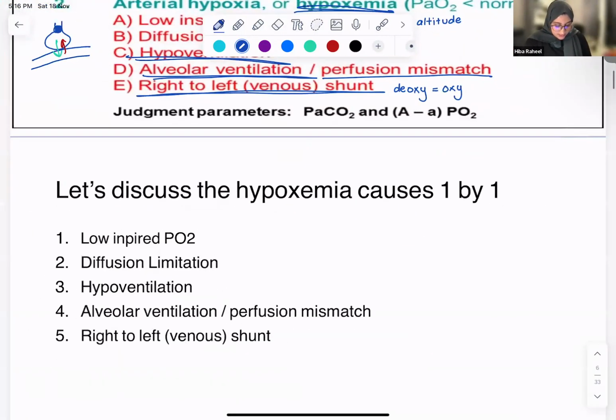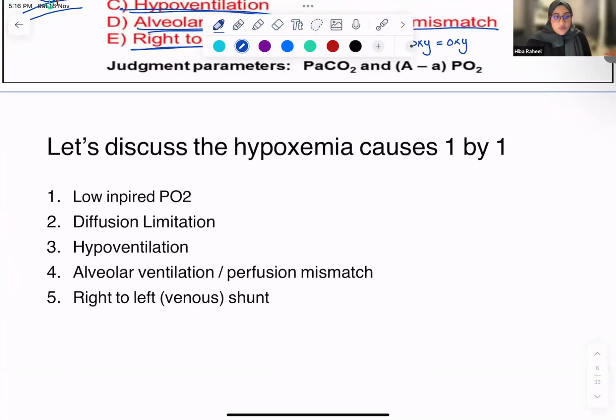Okay, now we're going to discuss these causes one by one. I think the first cause is pretty clear, that there is low inspired oxygen. That is one of the causes of hypoxemia, occurs in high altitudes. Is there any confusion regarding the first cause? If not, then we can move on.